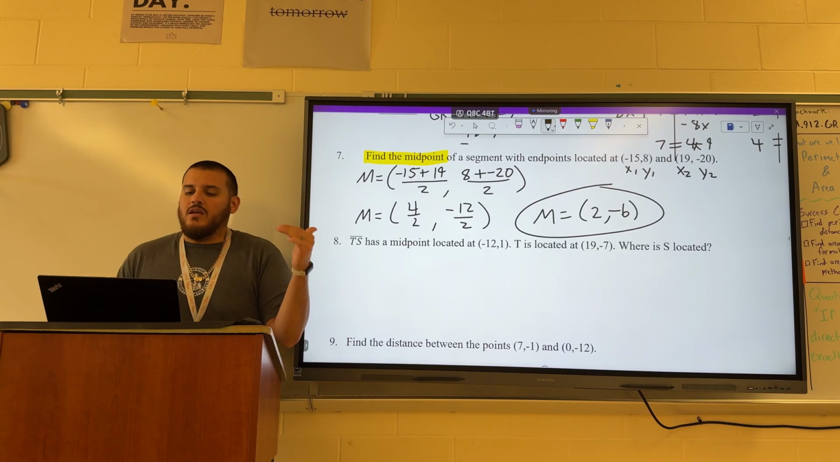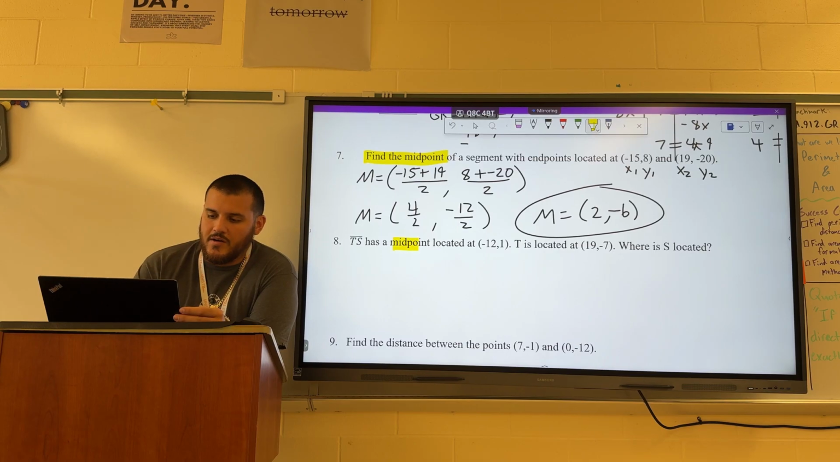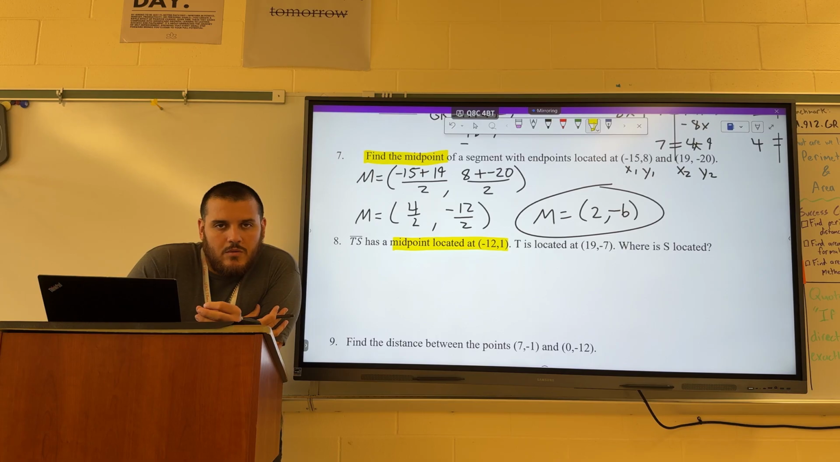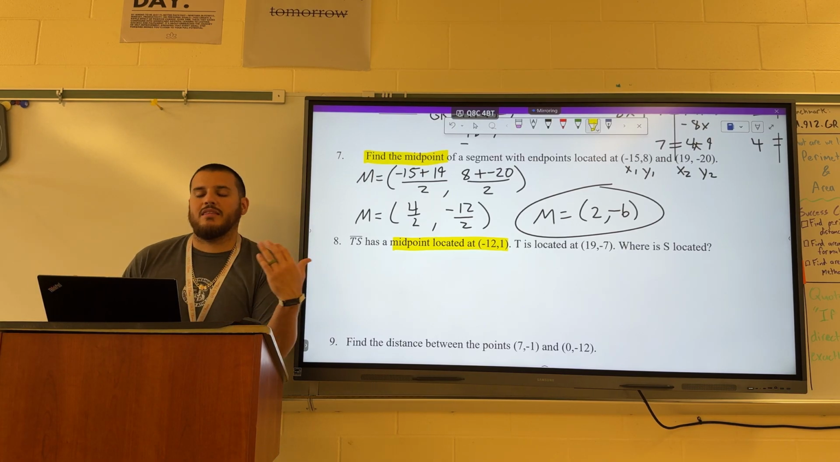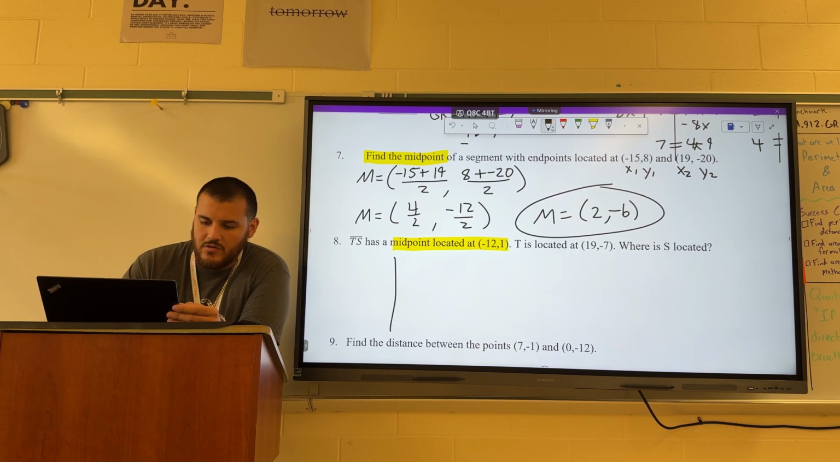Question 8 also includes the word midpoint, but notice it tells us where the midpoint is located. And so this can be solved with the midpoint formula, and if you watched my 1.3 video, I gave you an example of that. But I think there is a more logical approach to solving this, where I draw this vertical segment.